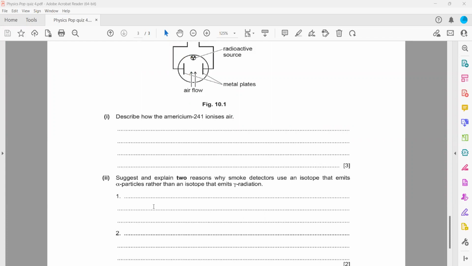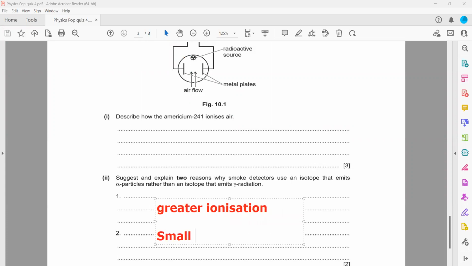So 2 reasons why we are using alpha particles. Number 1, alpha particle has a greater ionization, so it can ionize the air. And the second thing is it has a small range, so it won't be harmful, because radioactive radiation can cause cancer. Alpha particle has the shortest range, so even if a person is in the room, these radiations cannot reach the person.